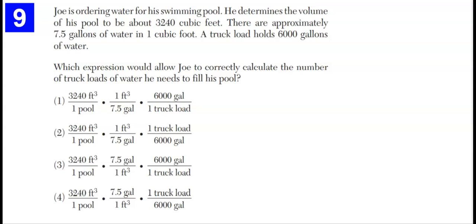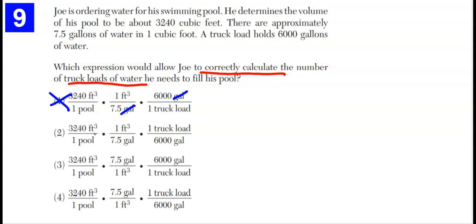Number 9. Joe's ordering some water for his swimming pool. The question asks you which one correctly calculates the number of truckloads of water to fill his pool. Now, even if you don't know which unit goes where, the main idea is that all of the units need to cancel out except for one on the top and one on the bottom. And we check to see if we have any units that are opposite of each other. Gallons on the bottom would cancel with gallons on the top, but no other units will cancel. So that one can't be right.